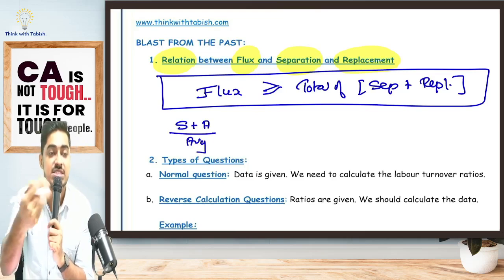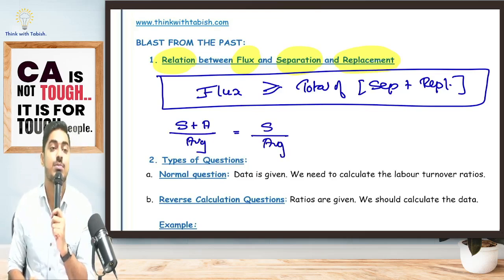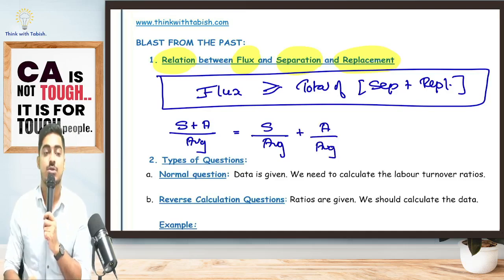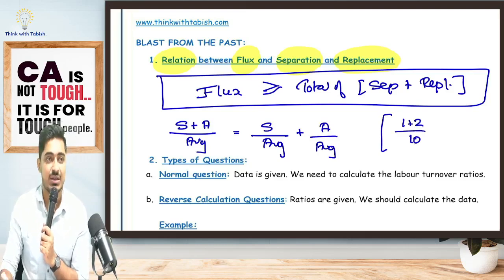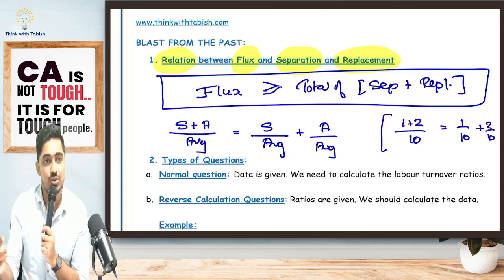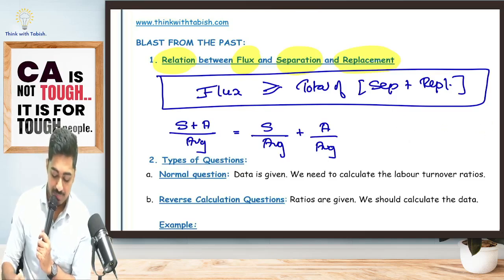Can I further simplify it as separation divided by average number of employees plus accession divided by average number of employees? Yes or no? Imagine I'm having 1 plus 2 divided by 10. Either I can add 1 plus 2 is 3 by 10, 0.3, or I can do 1 by 10, 0.1, plus 2 by 10, 0.2. That will also give me the same answer.